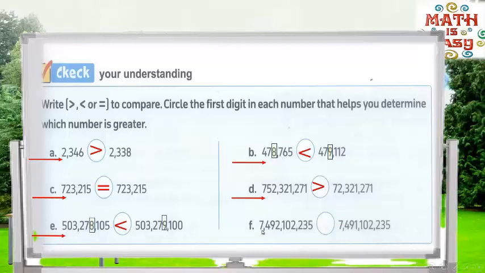Last one, how many digits in all? Here we have 7 million and here we have 7 million. 492 and here 491. We have 2 here and 1 here. So the first is more than the second number.